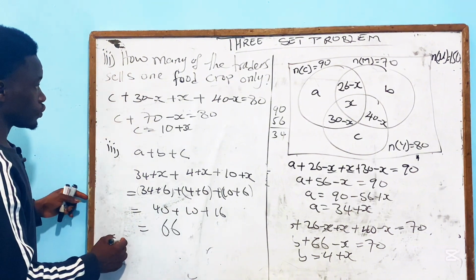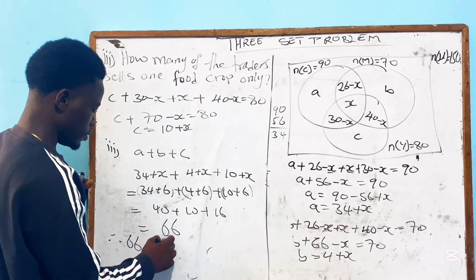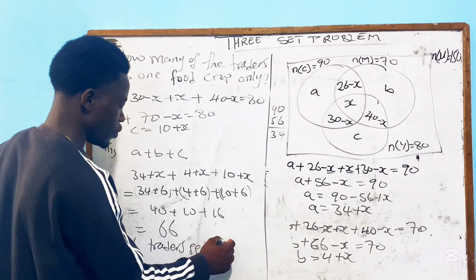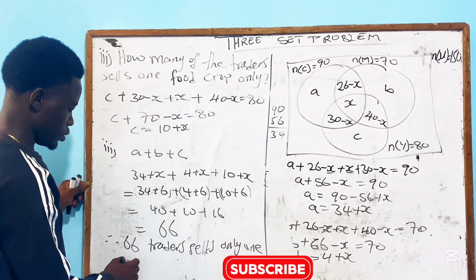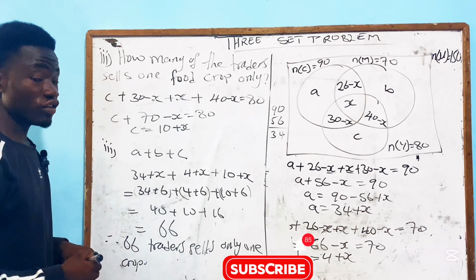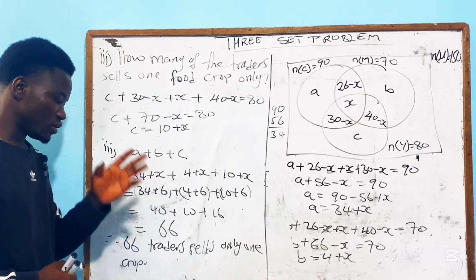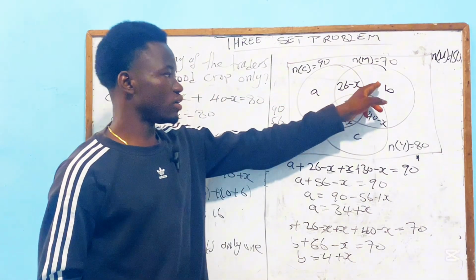So therefore, 66 traders sell only one crop. So the composition is very important. So you tell them that only 66 sell one crop. So that is that, this, and that.